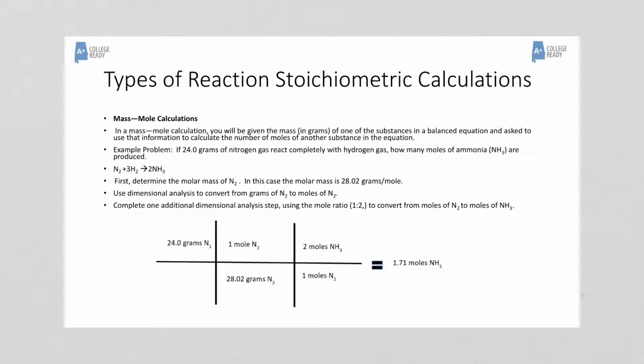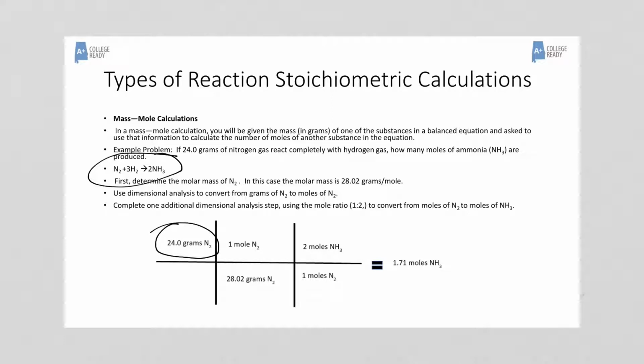All right, now we can go the other way and do what's called a mass mole calculation. So here we're going to be given the mass of a substance and asked to calculate the number of moles of another substance in the balanced equation. So we're working with that same equation we used in the previous problem. This time, we're given 24 grams of nitrogen gas reacting with hydrogen. We want to know how many moles of ammonia are produced. So we take our given, 24 grams of nitrogen, write it down in the top left. We're trying to get from grams of nitrogen to moles of ammonia.